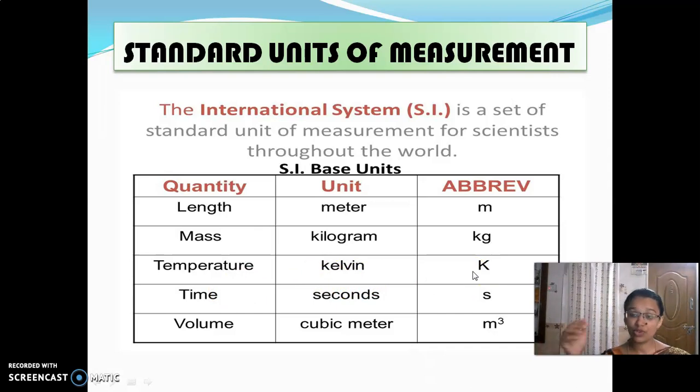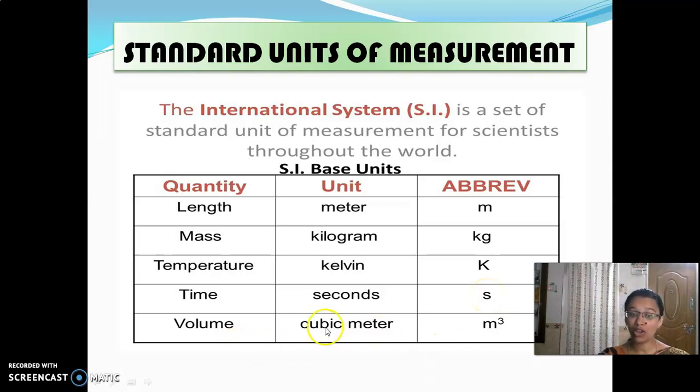And the other forms we use, what are those? Celsius we use. Fahrenheit we use. But what is the standard international system? The SI unit is Kelvin. And then for time, we use seconds. It is abbreviated as s.